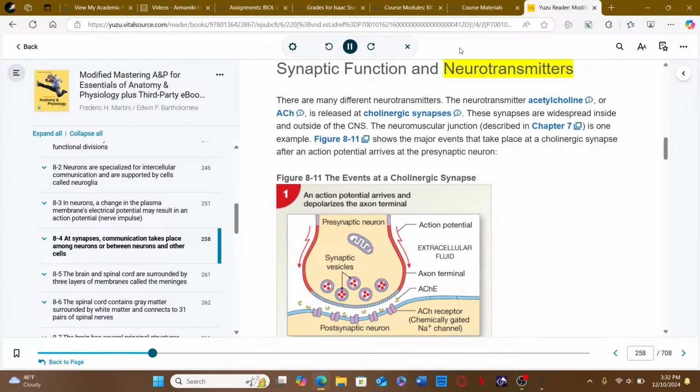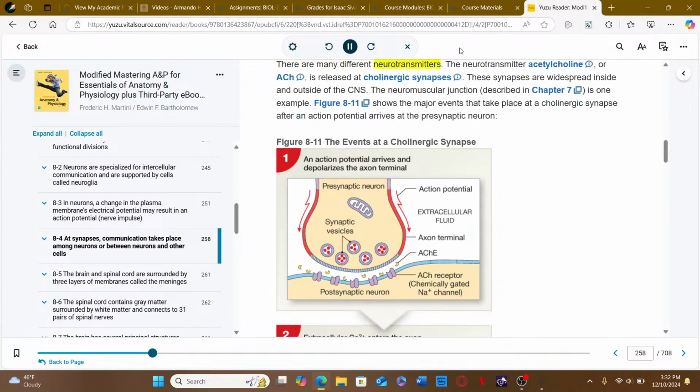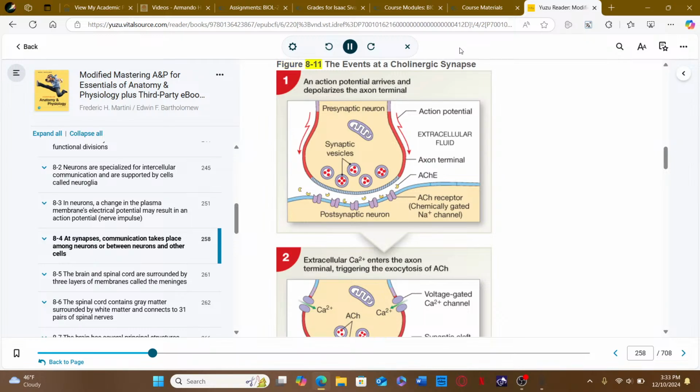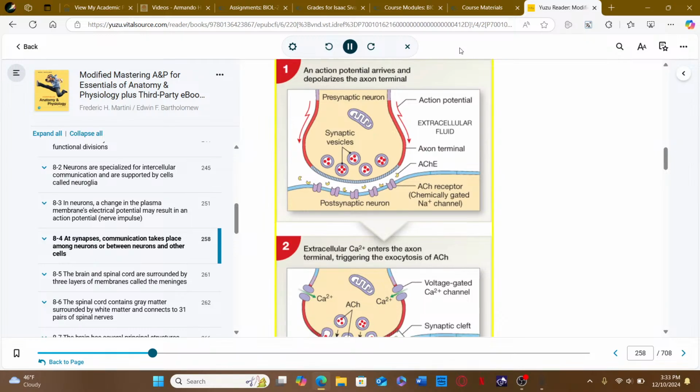Synaptic function and neurotransmitters. There are many different neurotransmitters. The neurotransmitter acetylcholine, or ACh, is released at cholinergic synapses. These synapses are widespread inside and outside of the CNS. The neuromuscular junction, described in Chapter 7, is one example. Figure 8-11 shows the major events that take place at a cholinergic synapse after an action potential arrives at the presynaptic neuron.